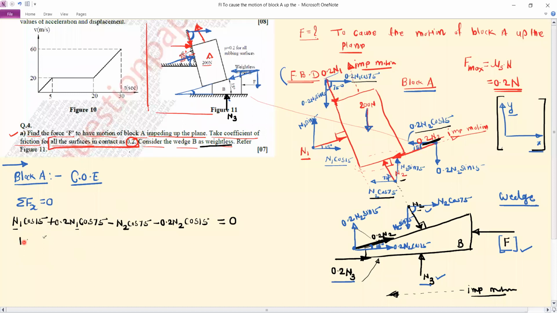So this value is 1.02 n1 minus 0.45 n2. This is equal to 0. So take this equation 1. Next, use summation fy is equal to 0.